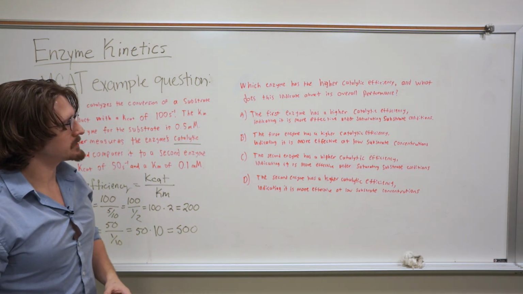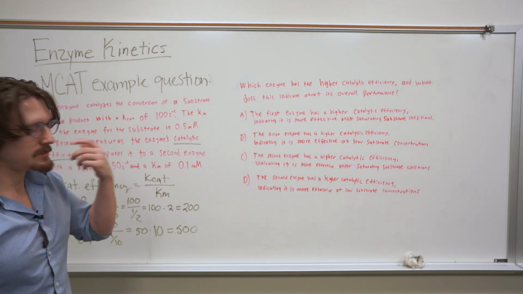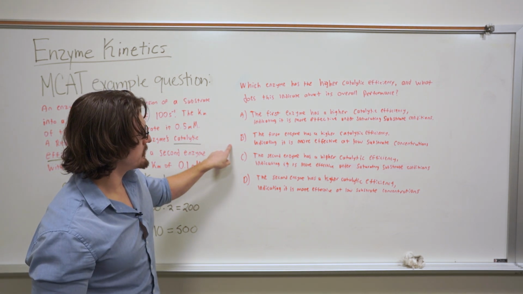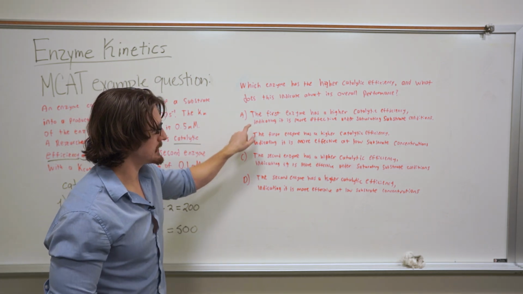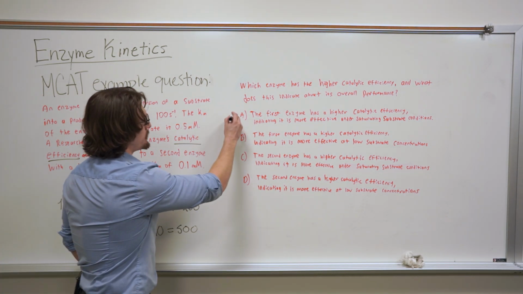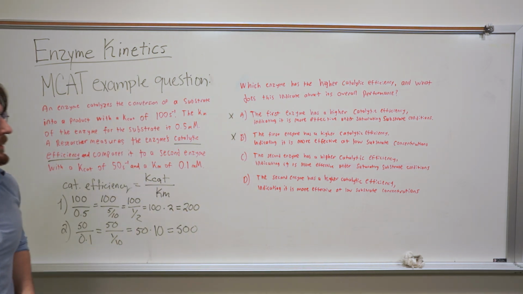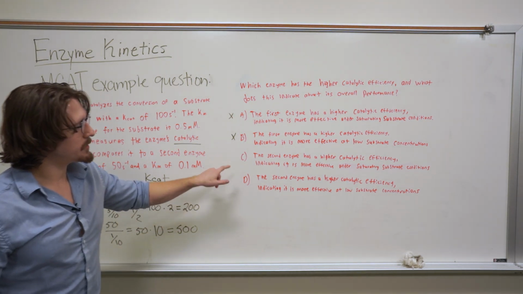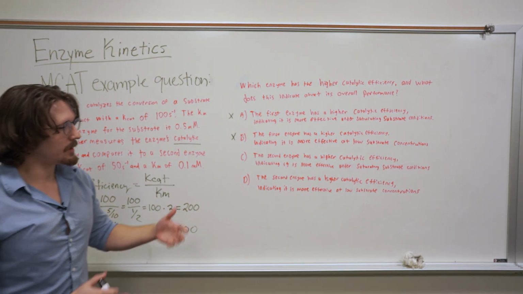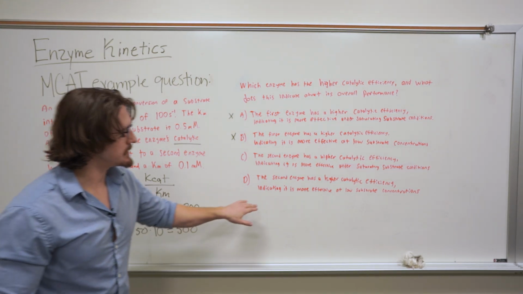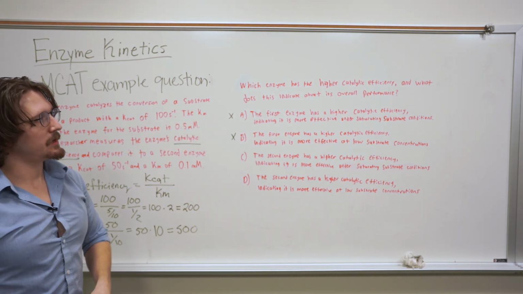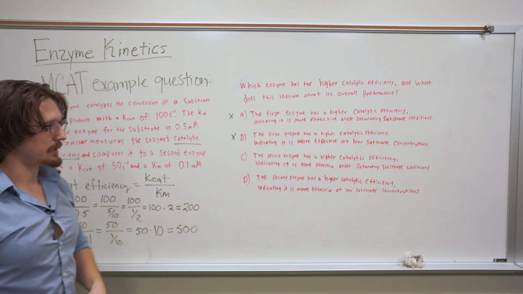So that's the first part of the question. We know that definitively. Let's look at the answer choices and see if we can eliminate stuff right away. Answers A and B say that the first enzyme has a higher catalytic efficiency. Well, we've just established that's not true, so we rule these out right away. Then we get C and D, which both say that the second enzyme has a higher catalytic efficiency. So the differentiating factor is going to be the second part of the question: what does this indicate about the overall performance of the enzyme?